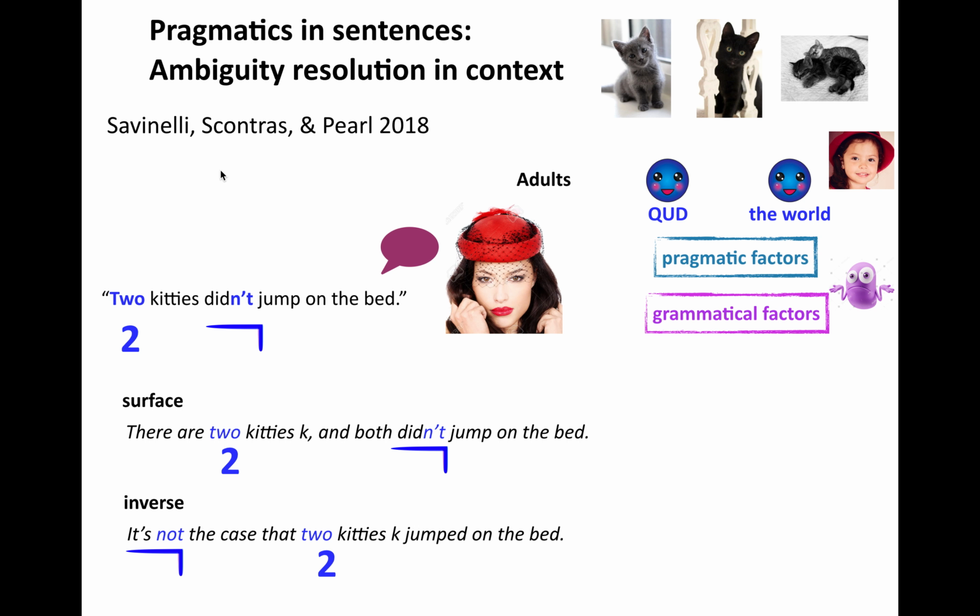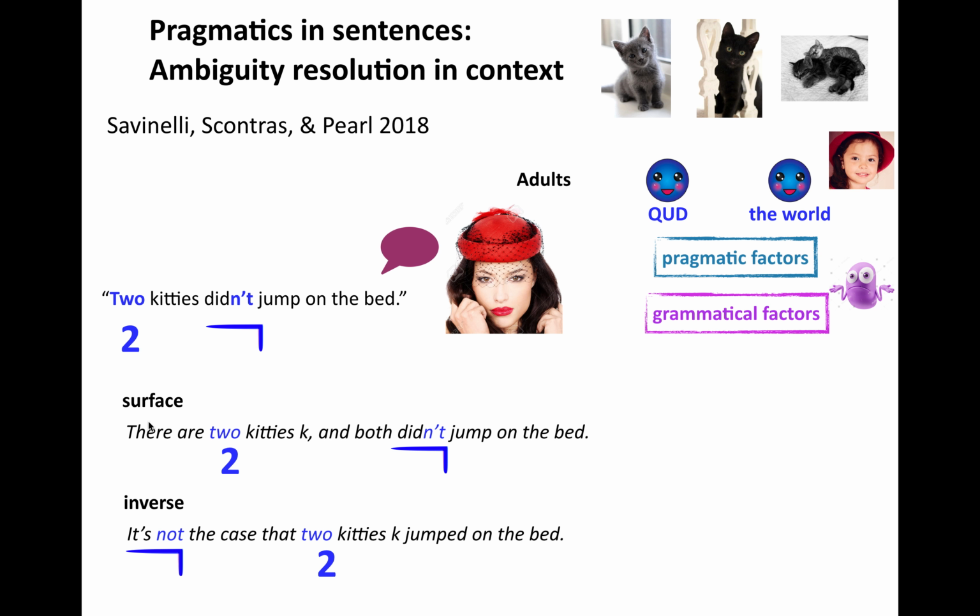So Savinelli, Scontras, and Pearl in 2018 looked at a different type of behavior, which is similar to the every-not quantifier stuff we were just looking at, but now uses two in place of every, and is actually testing adults. Okay, so here is an example utterance. Two kitties didn't jump on the bed. And the idea is, the quantifier two and the not are your quantifiers.